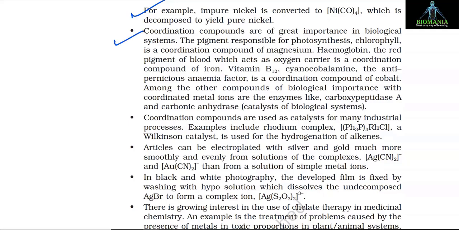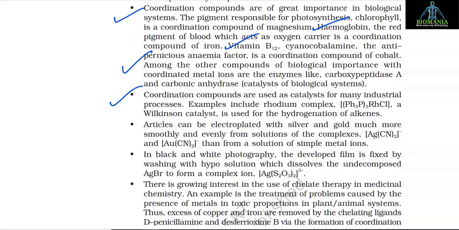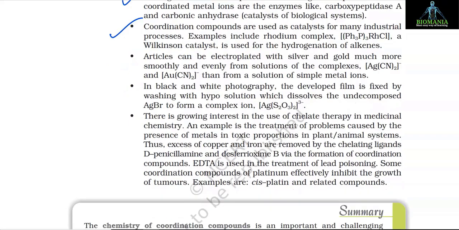Coordination compounds are of great importance in biological systems. The pigment responsible for photosynthesis, chlorophyll, is a coordination compound of magnesium. Hemoglobin, the red pigment of blood which acts as oxygen carrier, is a coordination compound of iron. Vitamin B12, cyanocobalamin, the anti-pernicious anemia factor, is a coordination compound of cobalt. Among the other compounds of biological importance with coordinated metal ions are the enzymes like carboxypeptidase and carbonic anhydrase, catalysts of biological systems.